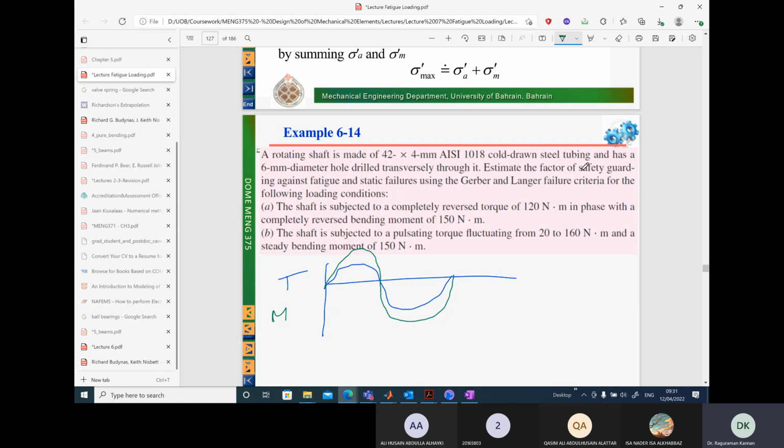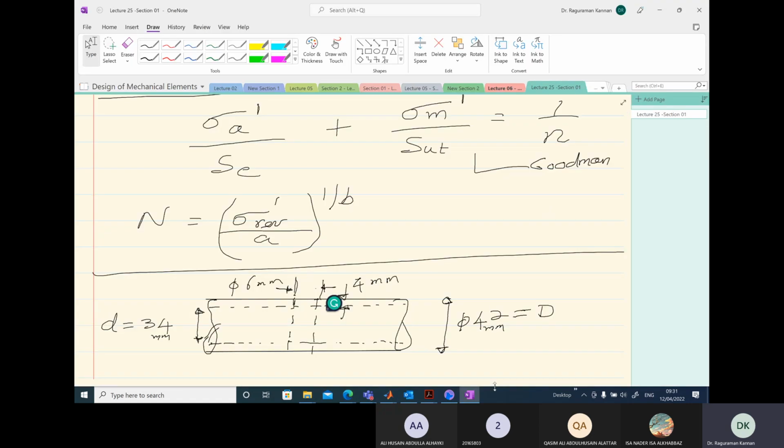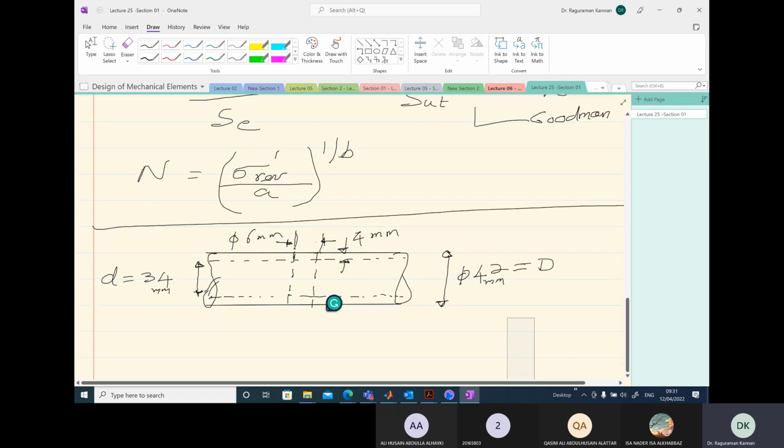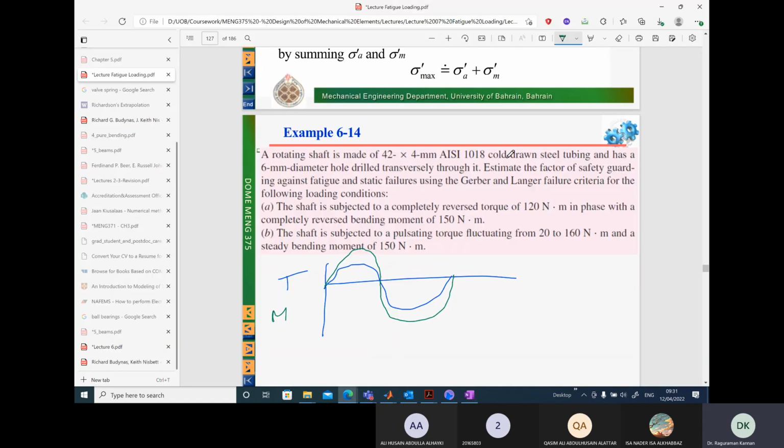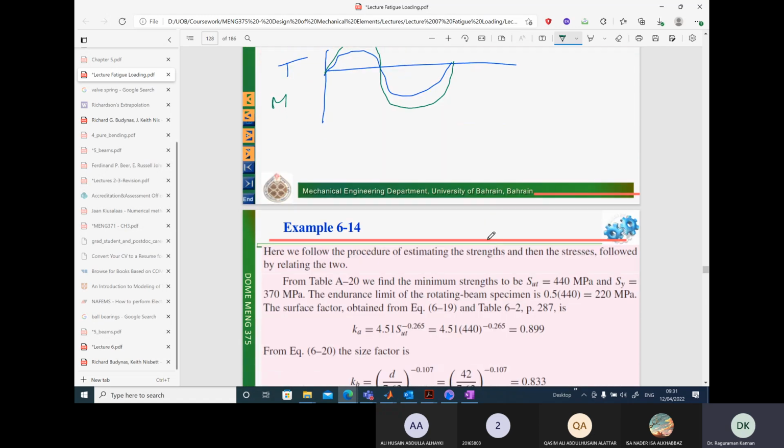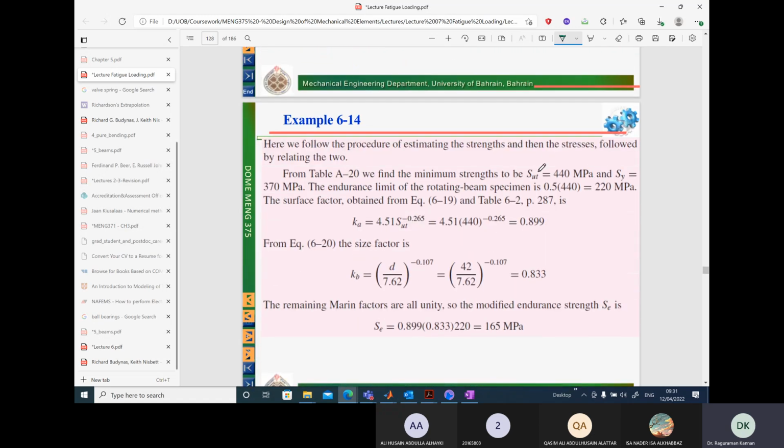Okay, so what we are asked, a factor of safety. We have to calculate the factor of safety, both yield factor of safety and the fatigue factor of safety for this problem. It is a combination of torsional load and bending moment load, both being completely reversed load in the first part. Before we go there, we also need to extract all the properties of the material, AISI 1018 steel tubing. From the tables you should be able to get these values, so let's get these values.